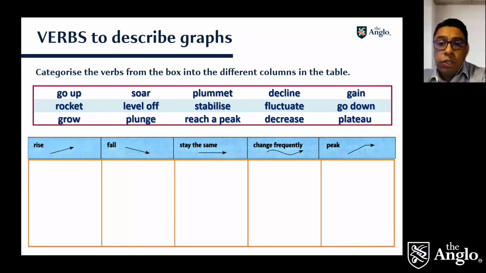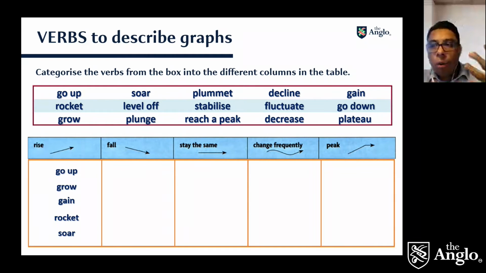Then let's start with rise. Which are the ones that imply rising or going up? So these are the ones. For rising, we have go up, grow, gain, rocket, or soar. Go up, grow, and gain are kind of neutral. Rocket and soar are drastic, dramatic. Imagine that you have something going up extremely, drastically, or significantly. So rocket and soar imply that.